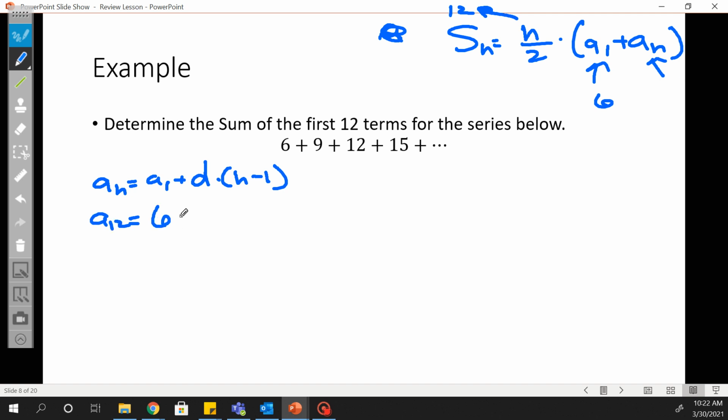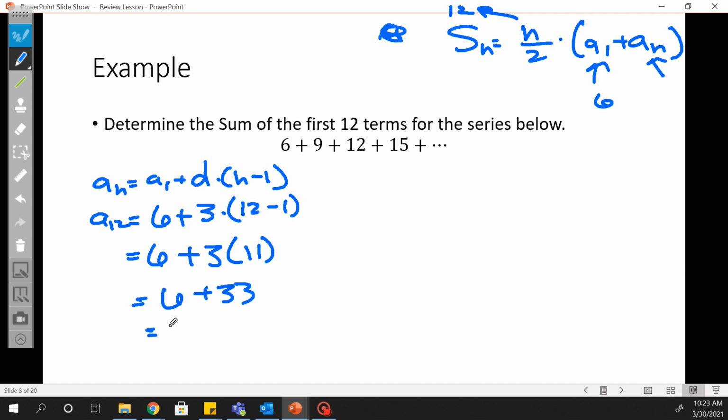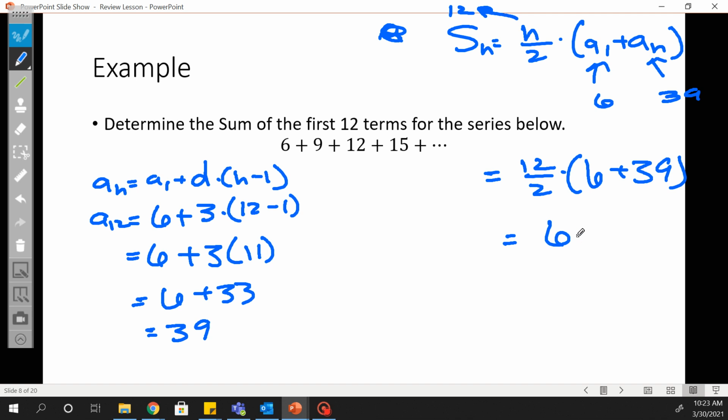So that would be the first term plus the common difference, which is 3, times n minus 1, so 12 minus 1. So that's 6 plus 3 times 11, 6 plus 33, which is 39. The 12th term is 39. So my sum would be 12 over 2 times 6 plus 39. All right, so that is 6 times 45.